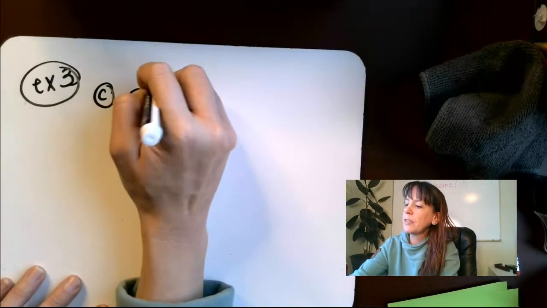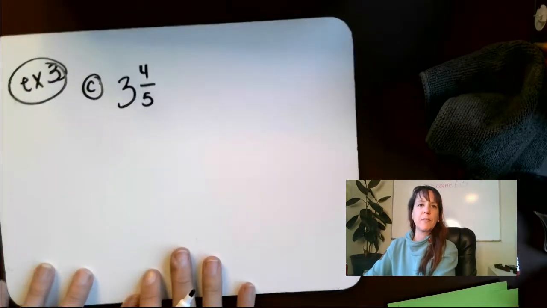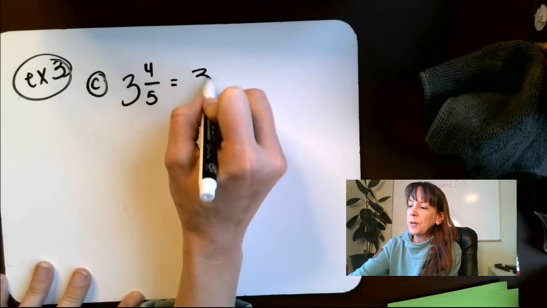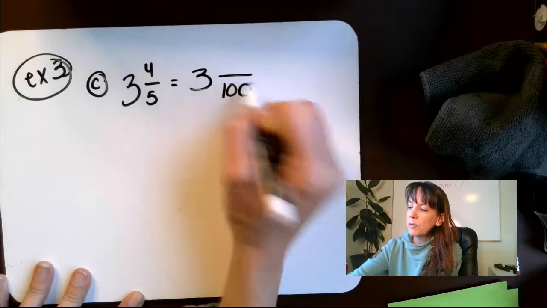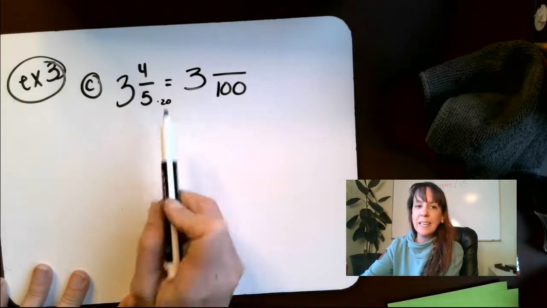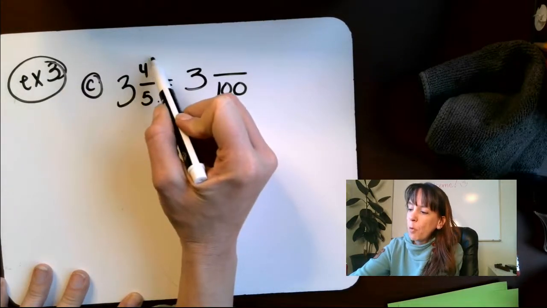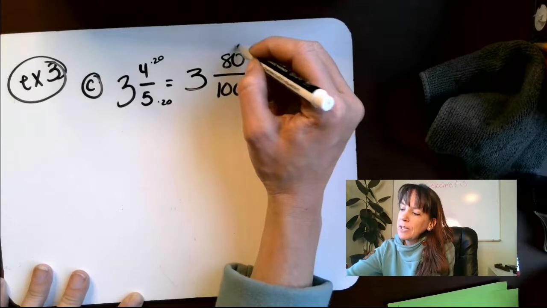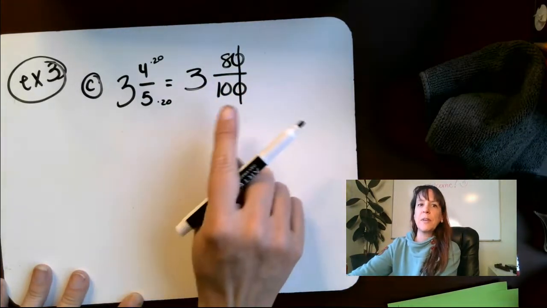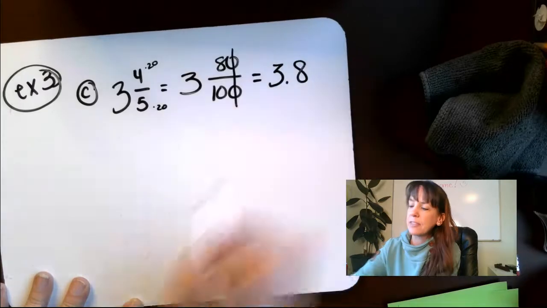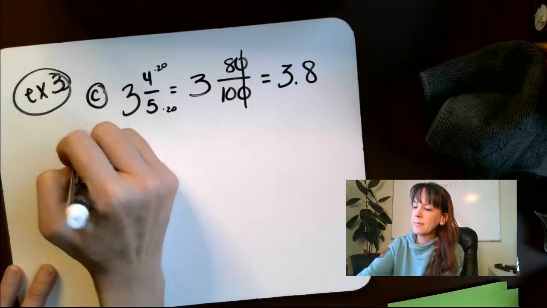All right, for C, let me see. 3 4/5. Okay, this time I'll turn it into a decimal. This is going to be 3, and then we've got to put something over. We can put this over 100. 5 times 20 will give me 100. 4 times 20 gives me 80. Again, we can lop these zeros off here, and so we have 8/10. So this is going to equal 3 and 8/10, just like that, okay?